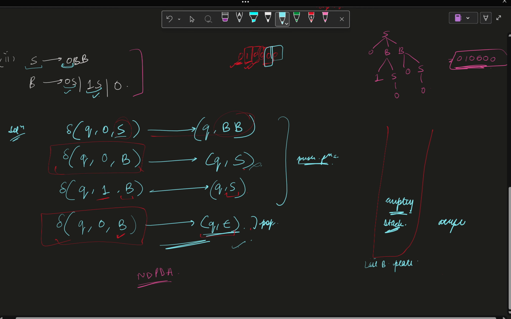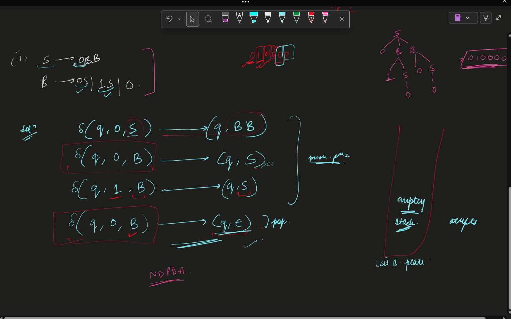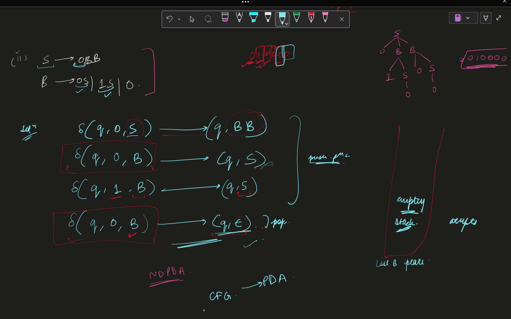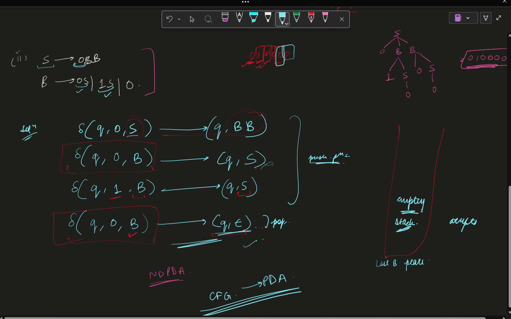Which finally accepts, which is finally the state of acceptance, the ultimate acceptance for my string into the PDA. So this is how you can design and implement PDAs with the help of CFGs, and how you can essentially convert a CFG into a PDA.